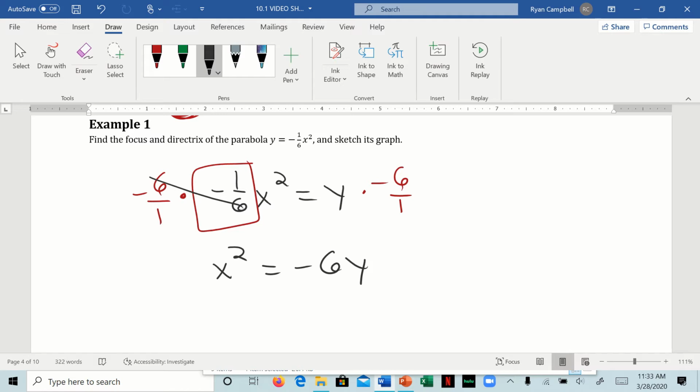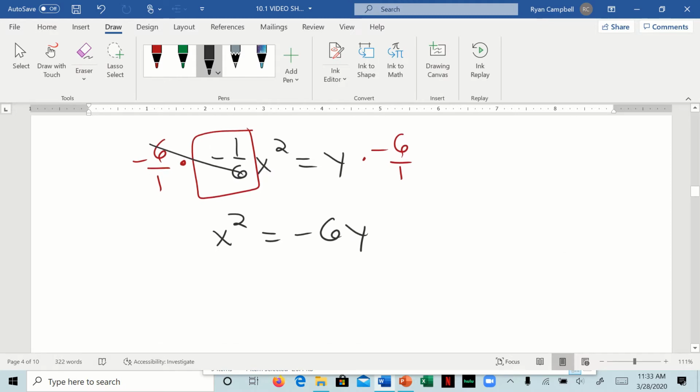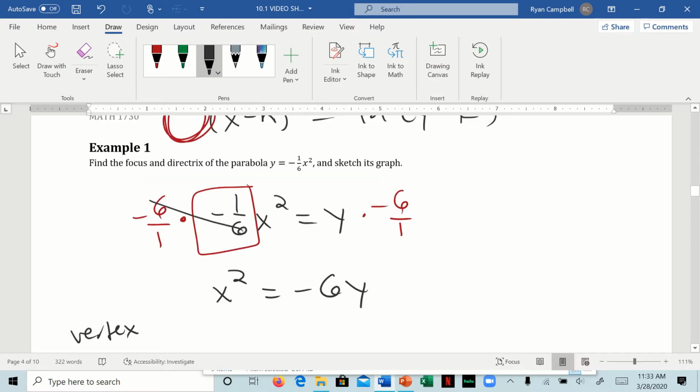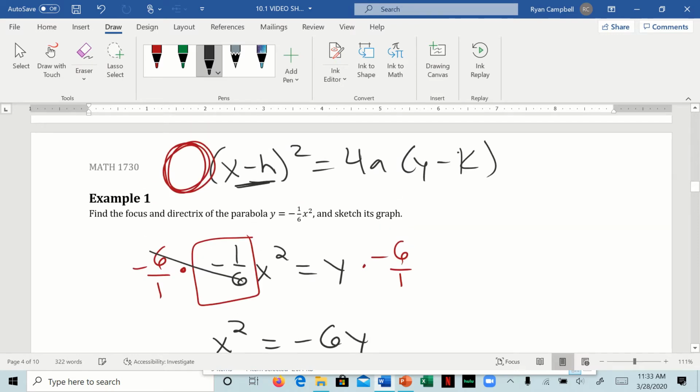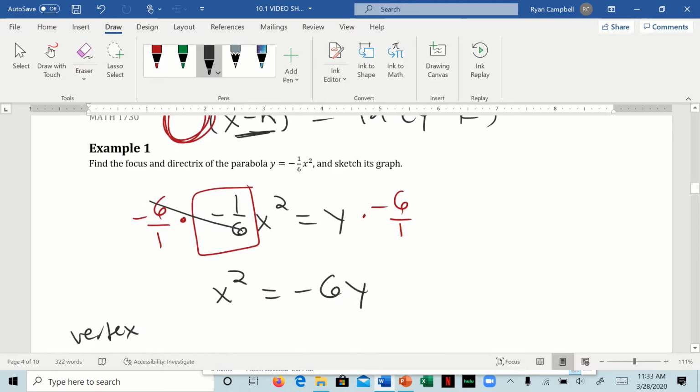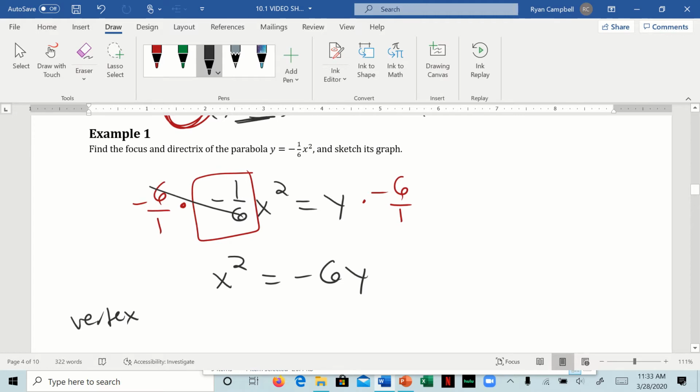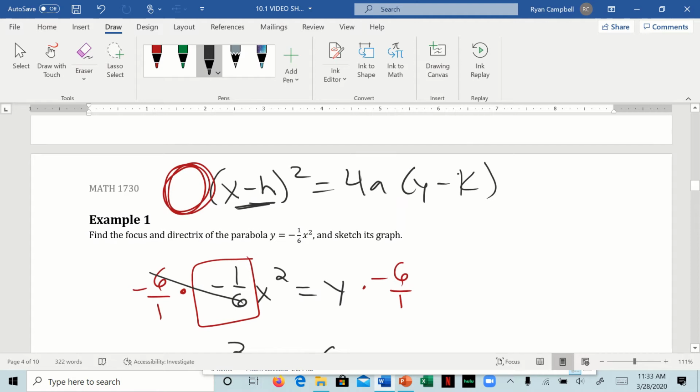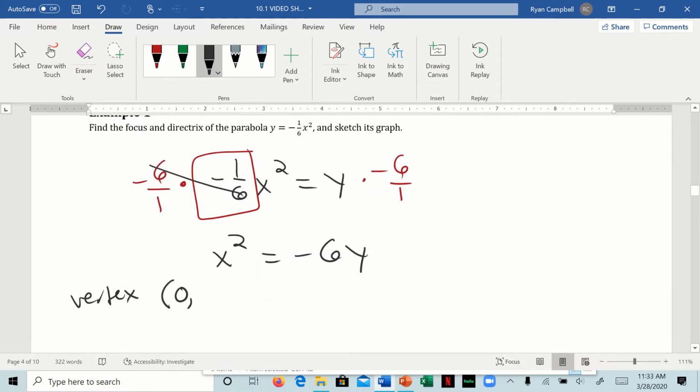All right, so that was step one, convert it into our equation. Maybe we need to do completing the square, but this time we didn't need to. Step two, find the vertex. The vertex is basically, what number are we subtracting from x in this example? Well, nothing, so we're subtracting 0. What number are we subtracting from y? Again, nothing, so our vertex is just going to be 0, 0.